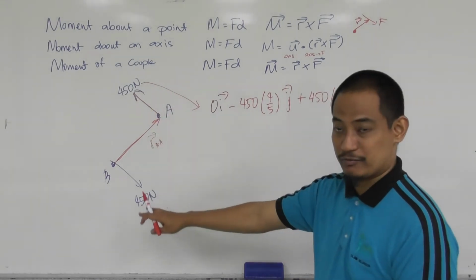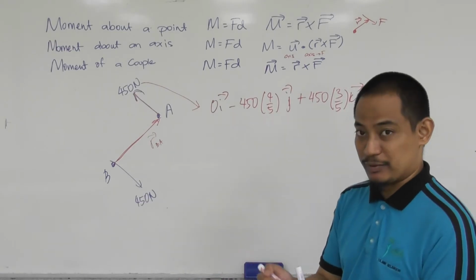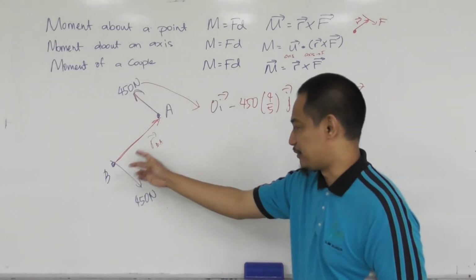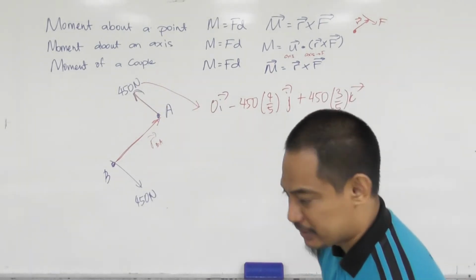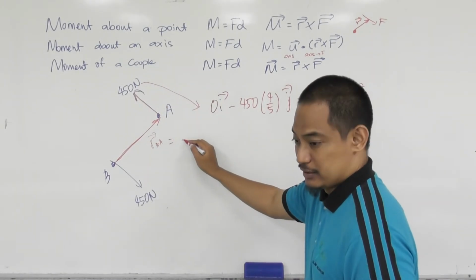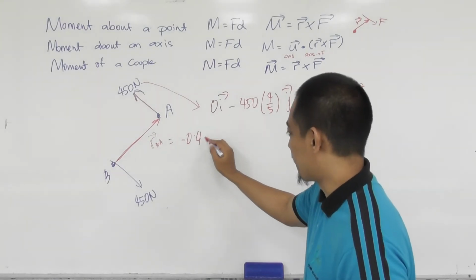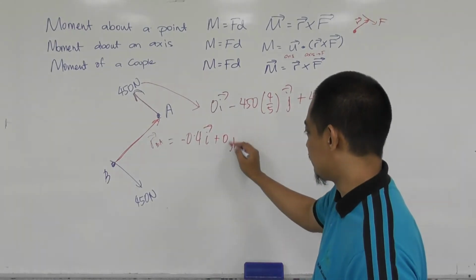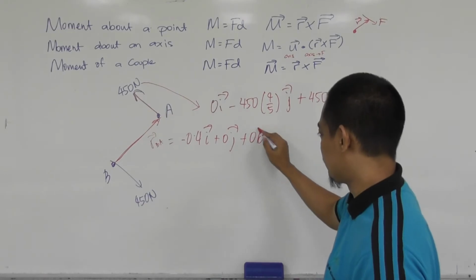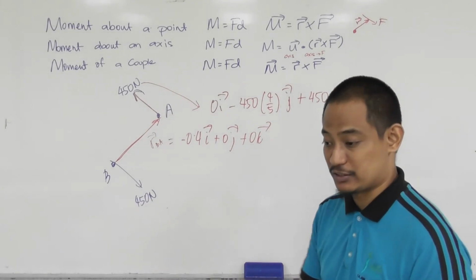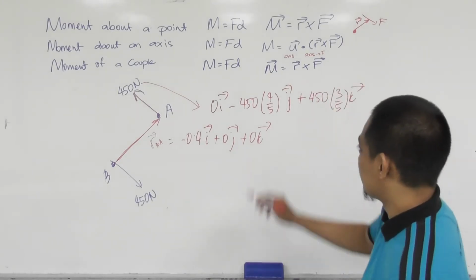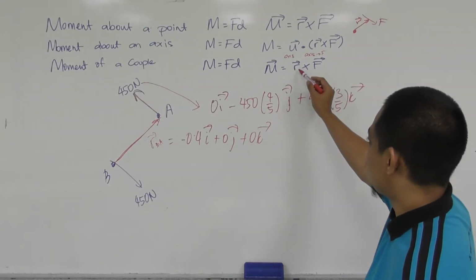This one will be the opposite, obviously. So you have to decide from the beginning which one you want to use. If I just use RBA, then that's the force. So RBA will be minus 0.4 I plus 0J plus 0K. It's straight along the x-axis but in the opposite direction. So if you have already obtained these two, you just plug in here.